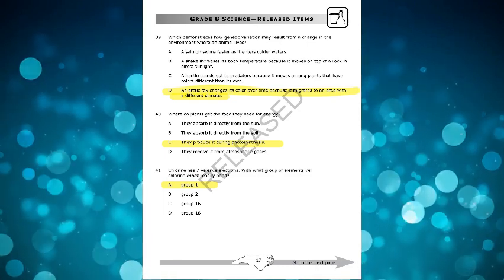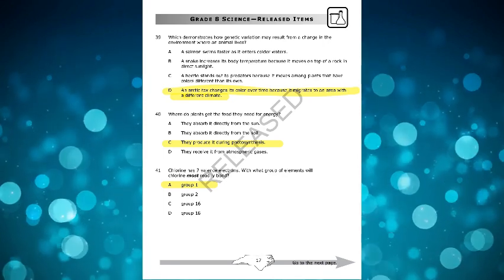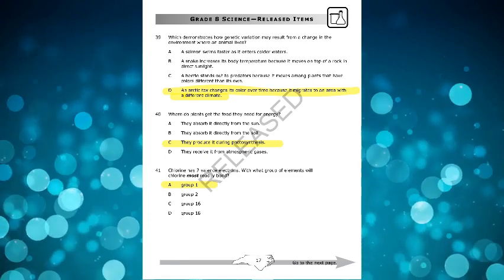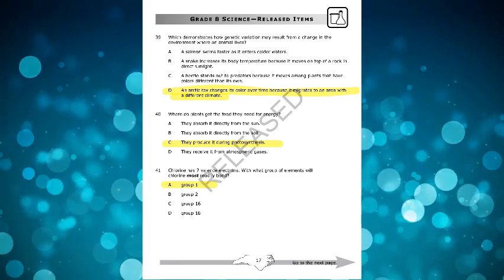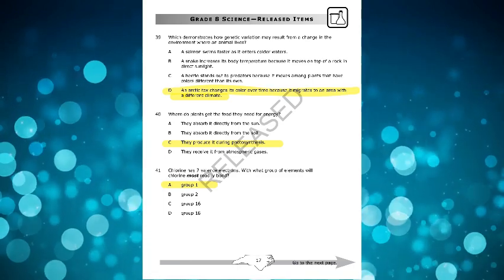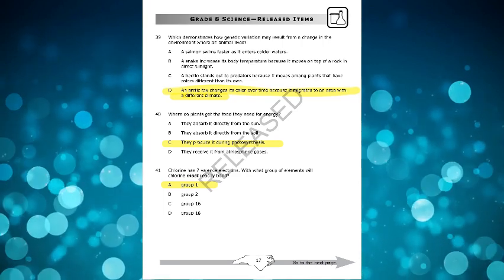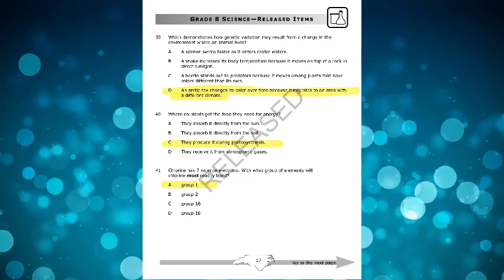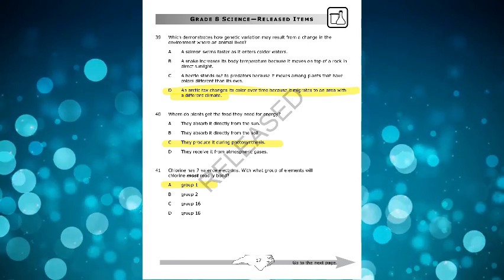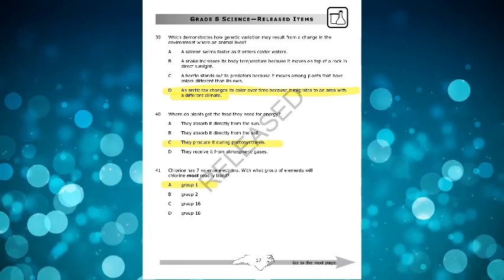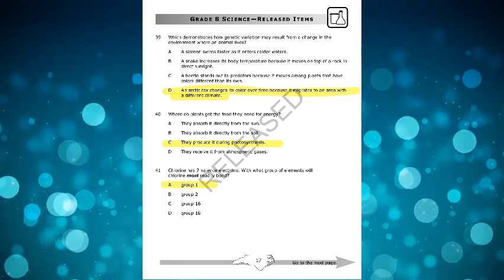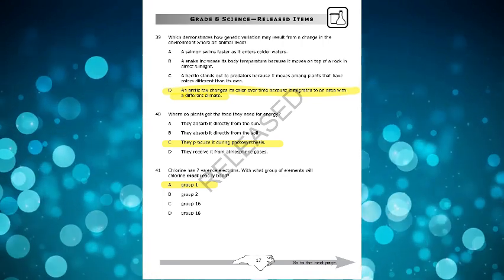So 41, chlorine has 7 valence electrons. With what group of elements will chlorine most likely bond? And this is group 1, because remember, we said 8 is the magic number. Remember the octet rule. They always want to have 8 valence electrons. So since they have 7 already, they're going to look for that eighth electron, right? They're trying to look for one more to complete their set of 8. And so they're going to look for one with just one, and that would be group 1. So that would be A. So 41 being A.